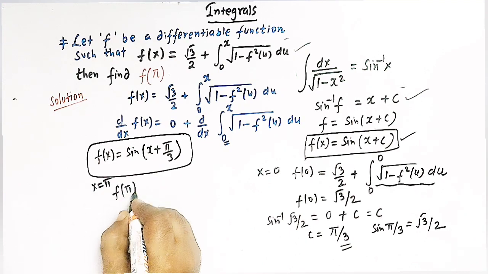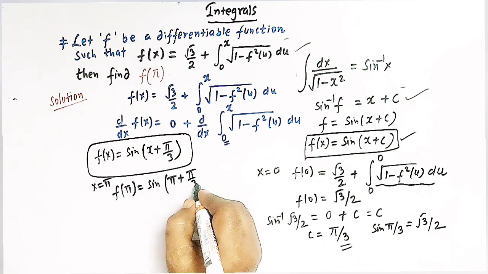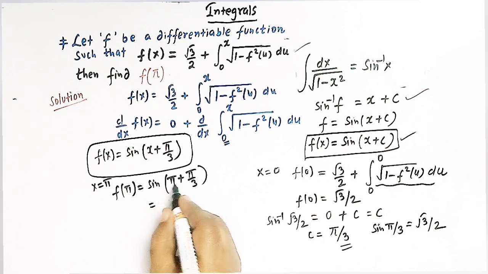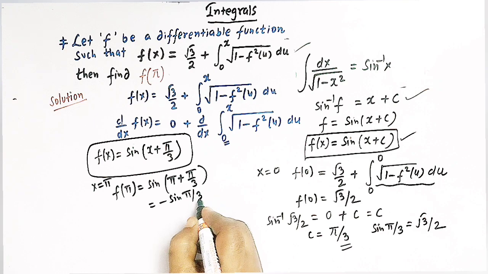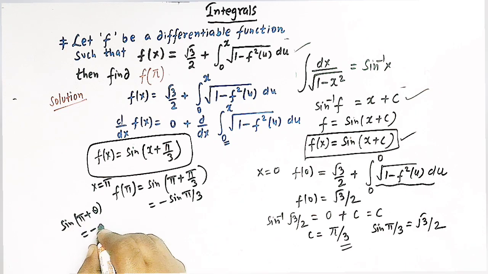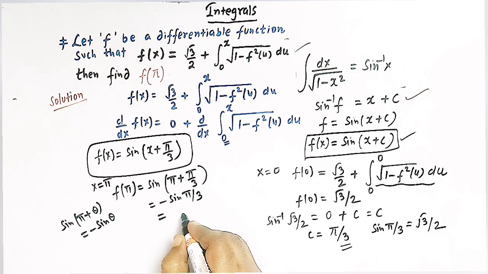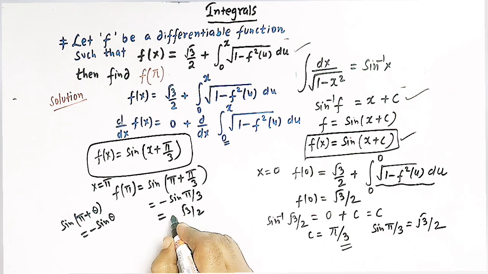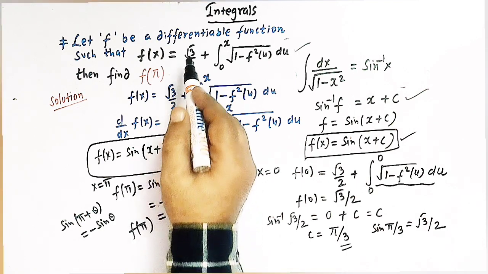So we have f of pi is equal to sine of pi plus pi by 3, right? And sine of pi plus pi by 3 is minus sine pi by 3, because we know that sine of pi plus theta is equal to minus sine theta. Now sine pi by 3 is root 3 over 2, and here we have the negative sign, right? So the value of f of pi is given by minus square root of 3 over 2.